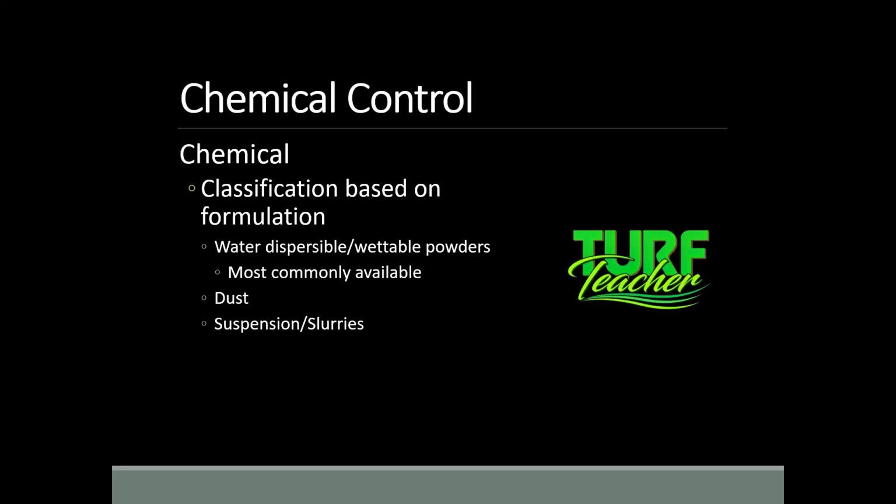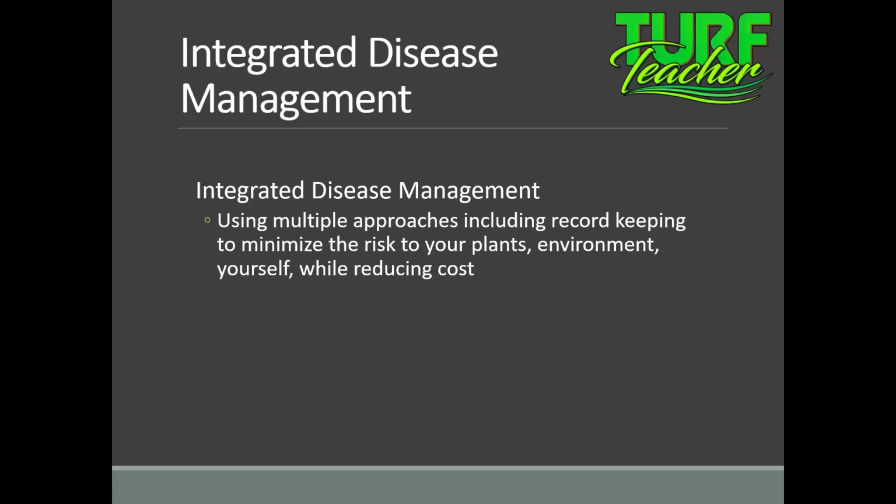Water dispersible wettable powders are the most commonly available that we would use. The good thing about these wettable powders is when we spray them on the plants, when it dries, you're actually going to see that chemical on the leaves. We can use dust and then we can use suspensions and actual slurry mix.